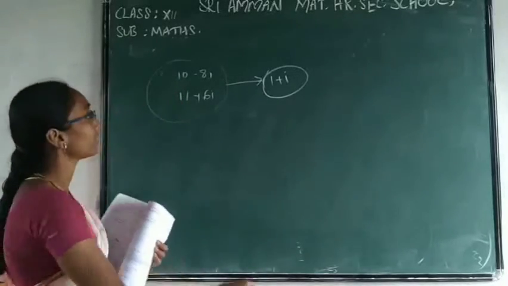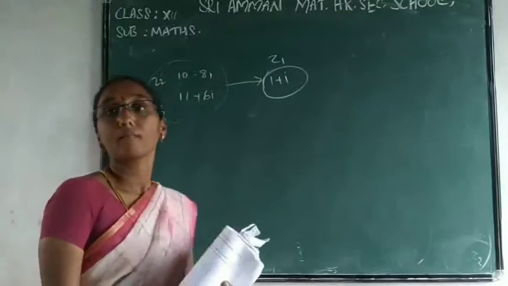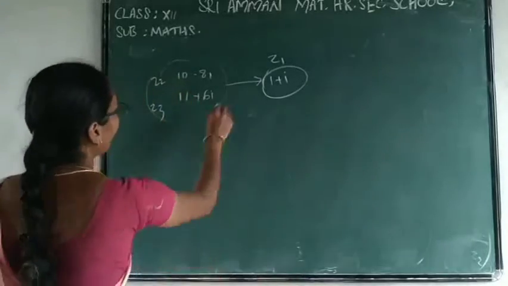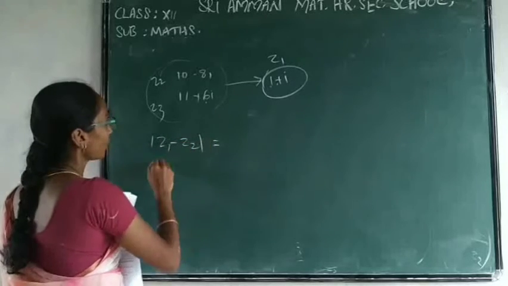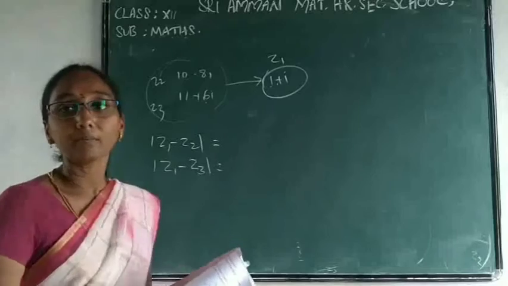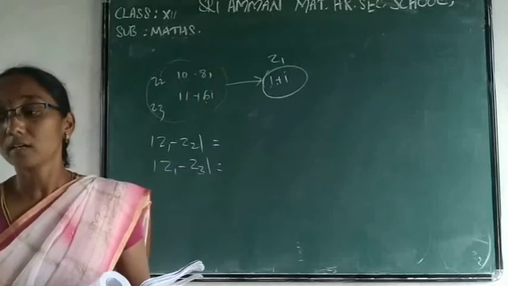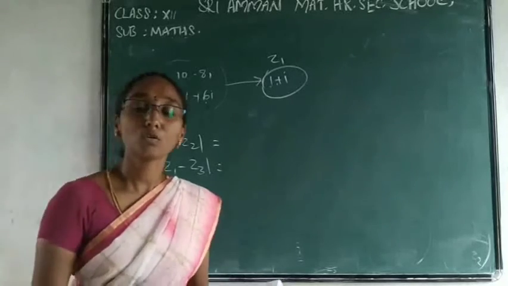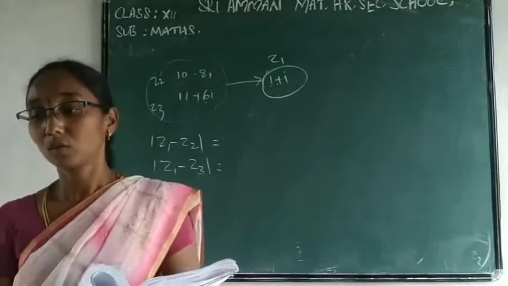Let us consider this one is z1, this is z2, this is z3. Find these two lengths: modulus of z1 minus z2 and modulus of z1 minus z3. Find out which has the lesser value. That one is the closest to 1 plus i. Do you understand?